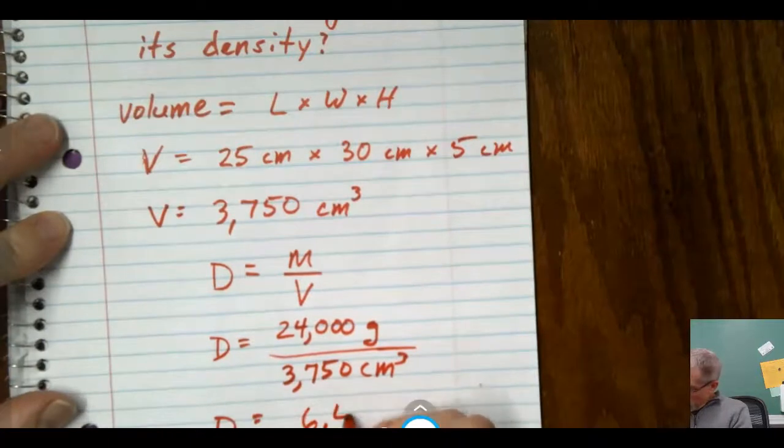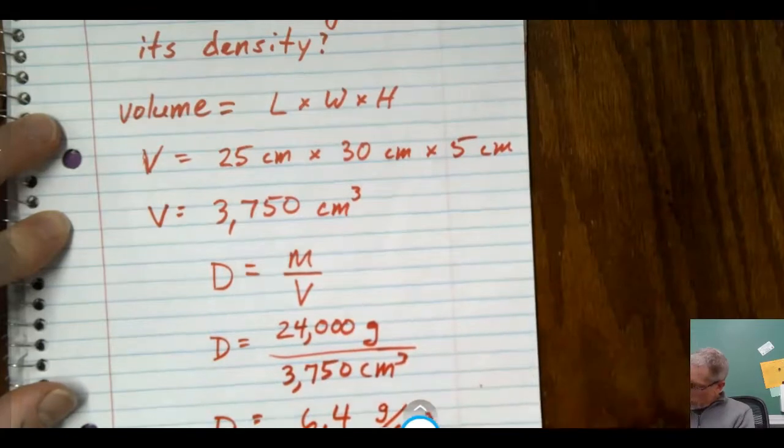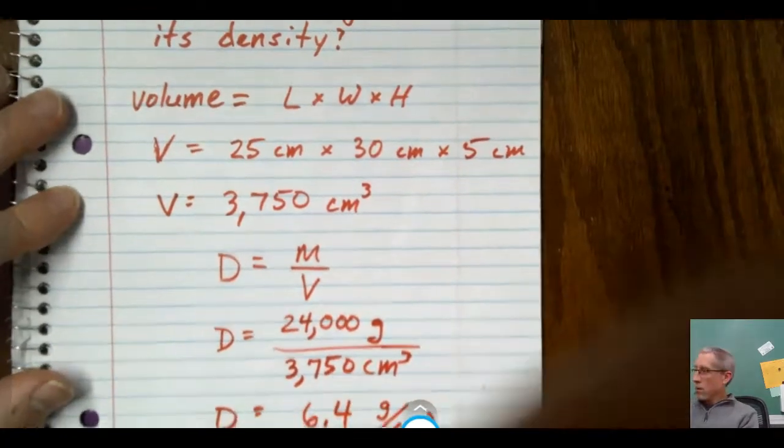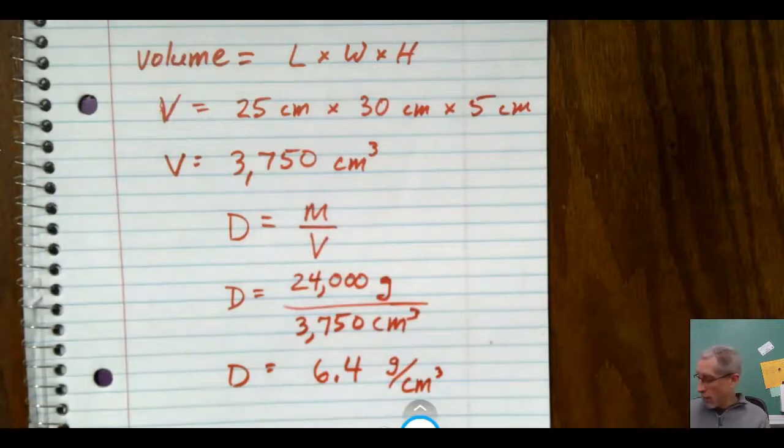I get 6.4 grams per cubic centimeter. Okay? 6.4 grams per cubic centimeter. So kind of a compound problem there, we might call it. 2 steps in order to get to the final answer.